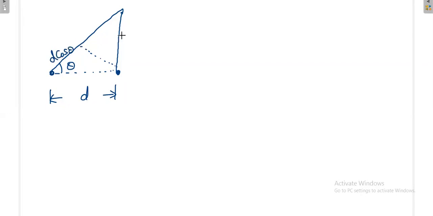So that means what? Suppose this distance is x, and this is also x, then this distance is greater than this one by what amount? D cos theta. That means what?